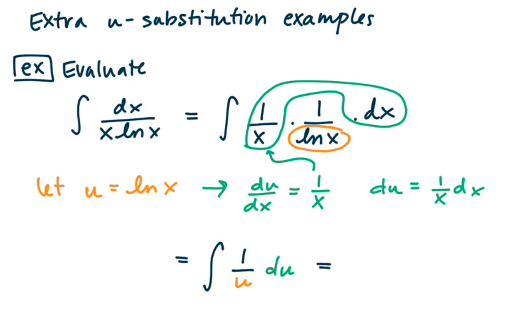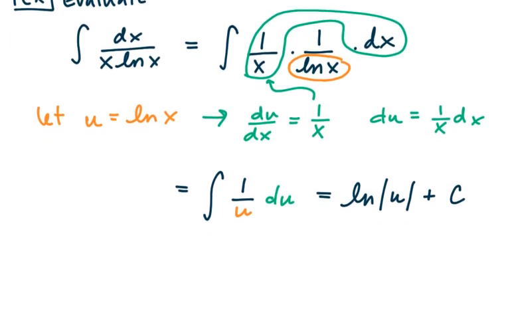So this integral becomes the natural log of the absolute value of u plus c. And we have to say, well, what is my u value here? U we said was ln x. So the natural log of the natural log of x plus c.